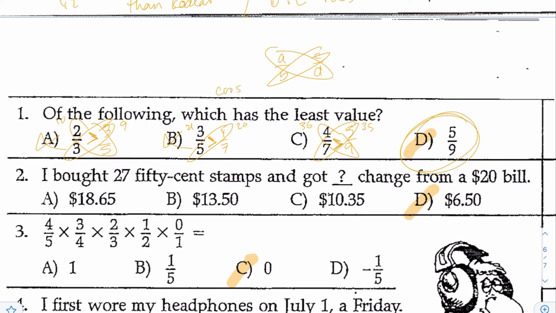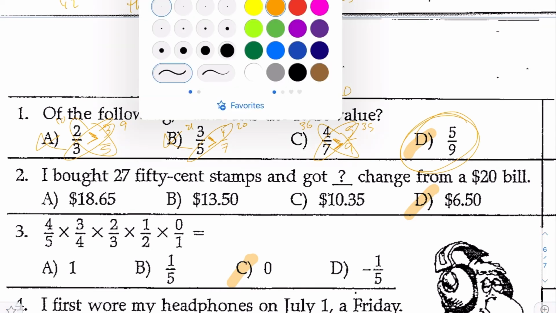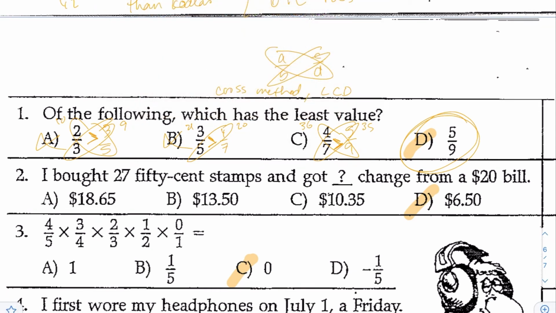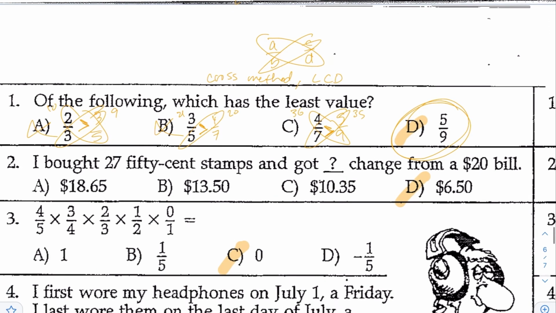Now we can use the cross method here. You can also do the cross method, a shortcut of the LCD method. So you can also do LCDs and equivalent fractions. The other method, you can also convert each of these into decimals just by dividing.